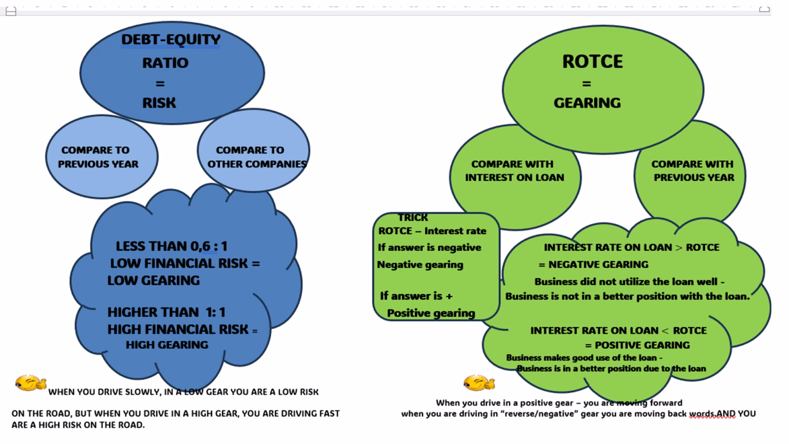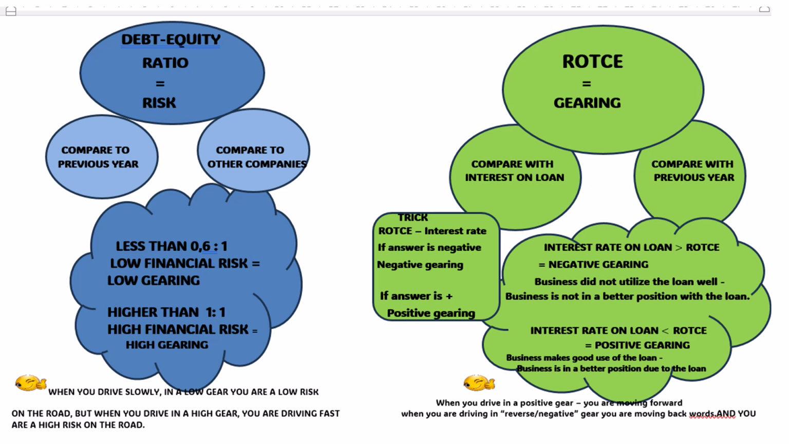If this ratio is 0.6 to 1 or less, you are a low financial risk, so you can borrow more money. The bank will lend you more money. So we call that low gearing, low risk. You are driving slow in a low gear on the road. You have no risk of making an accident.